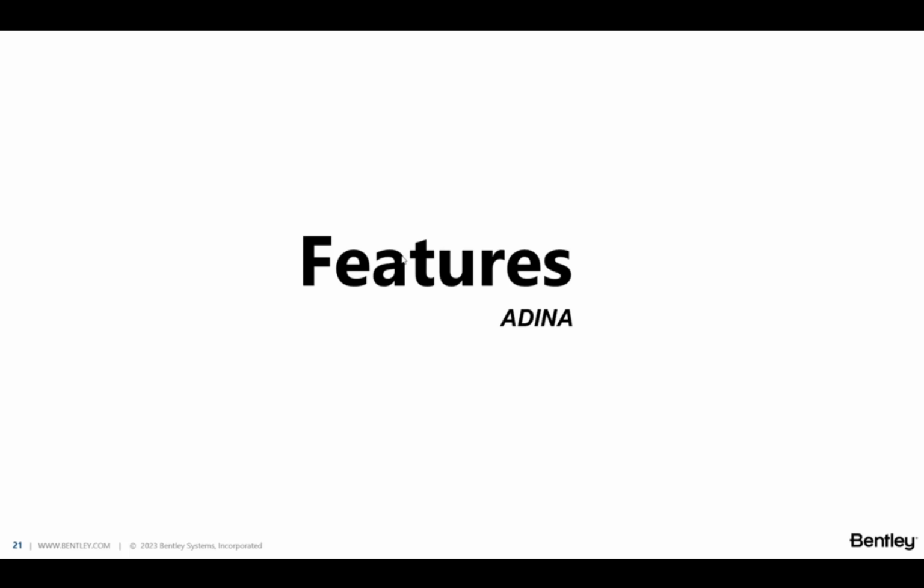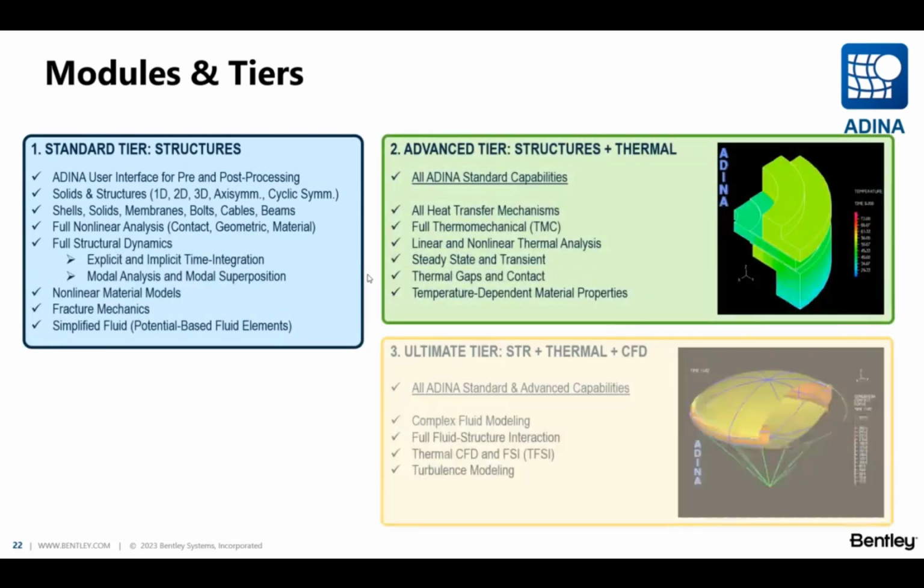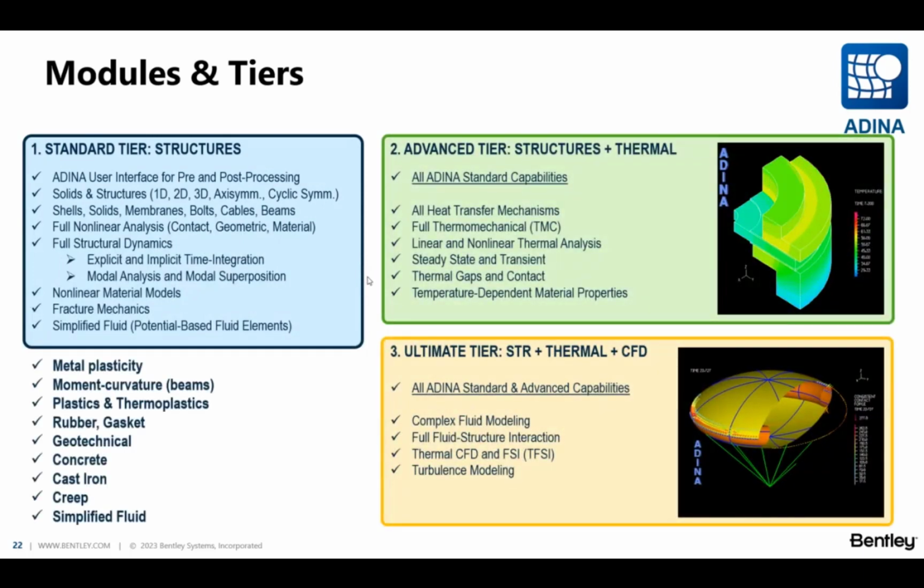Okay, so having spoken about and visualized the workflows, let's now start to get a bit more specific about what analysis we can do in Adina. One important thing to discuss is that for all previously seen workflows, these are the modules and options that we have available. So we have a structures module, as I said at the beginning, we have a thermal module, and we have the computational fluid dynamics module. Today I'm going to focus on the structures module on the left-hand side of the screen.